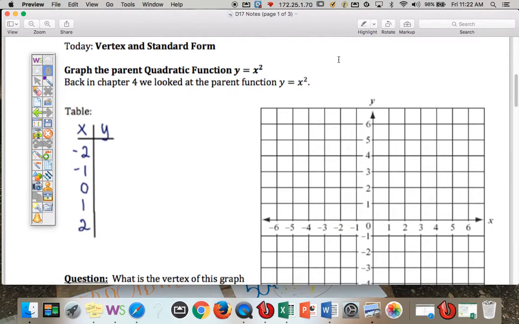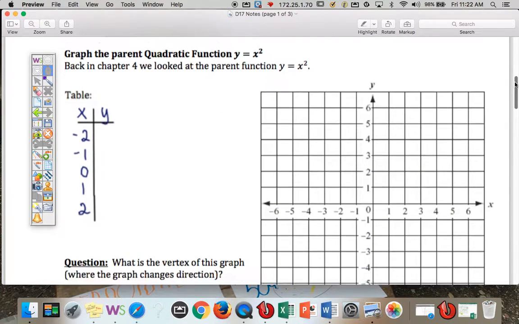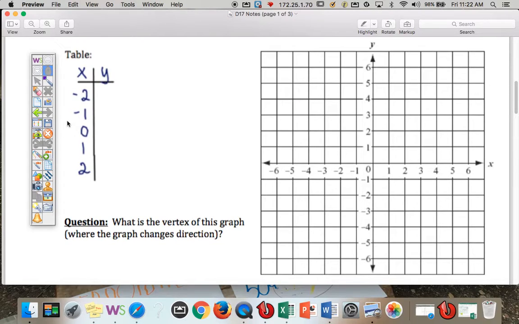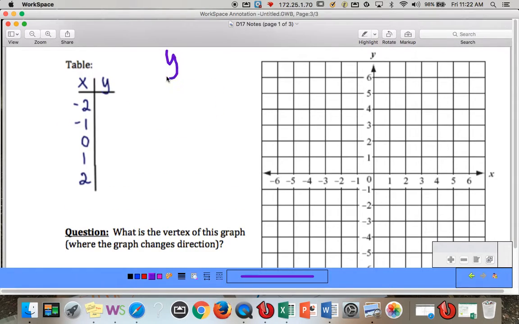We're going to start with the parent function, y equals x squared. Let's graph this, and we've graphed this before. But to graph it, we just plug in, I made a table, y equals x squared. So if x is -2, we would plug it in. -2 squared is 4. -1 squared is 1. 0 squared is 0. 1 squared is 1. 2 squared is 4. So if we were to graph this, here's what it would look like. -2, 4. -1, 1. 0, 0. 1, 1. 2, 4. So here's our parent function.